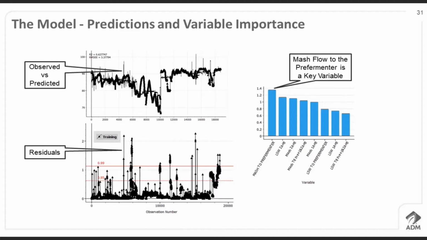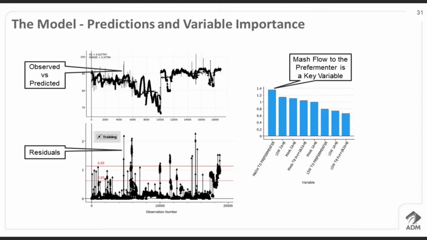As you can see here in the top left plot, we were able to get a pretty good model, R squared of about 0.62, which is excellent for this type of exercise. And the other thing that the software allows us to do is show what the key variables in the model are. In this case, we're able to see that the mash flow to the pre-fermenter is the most important variable to the model.